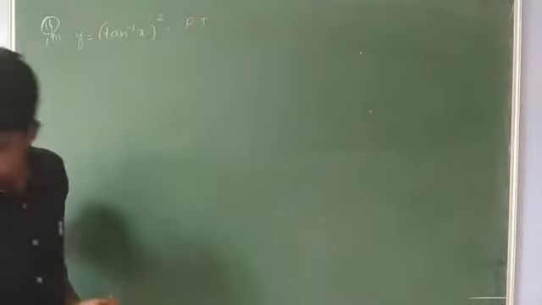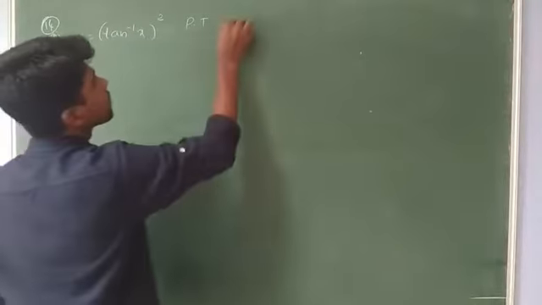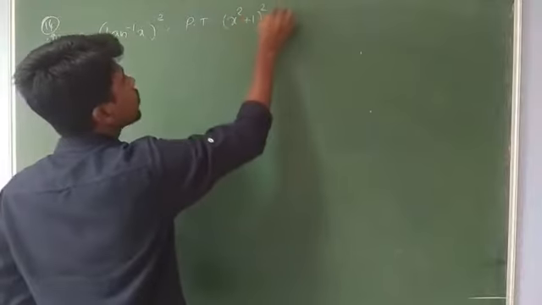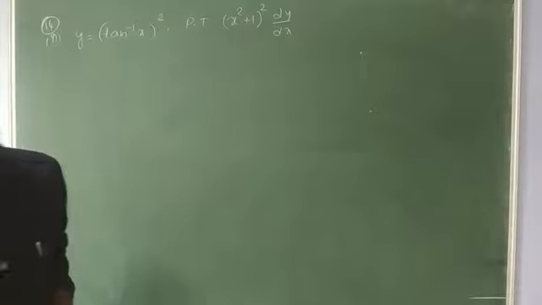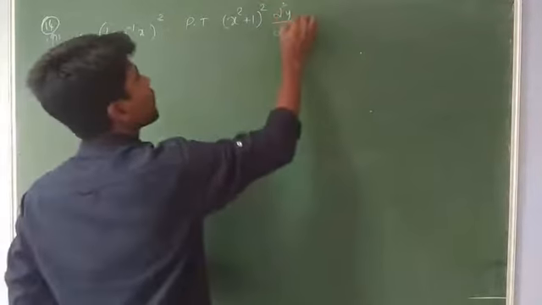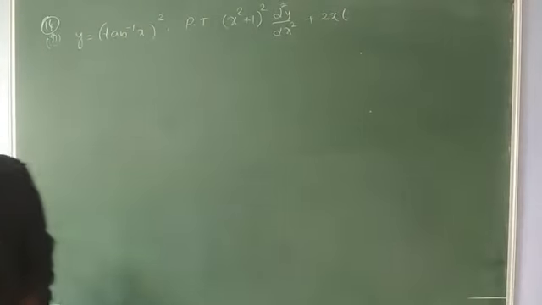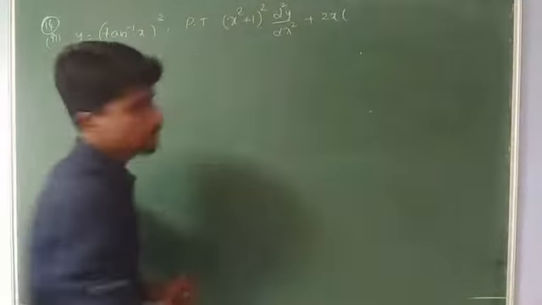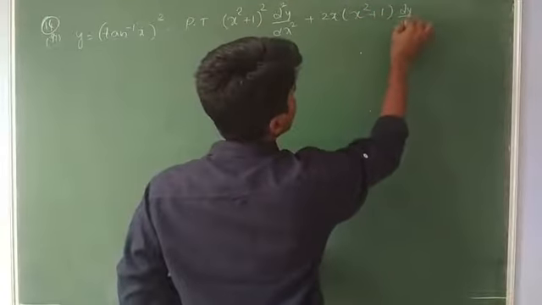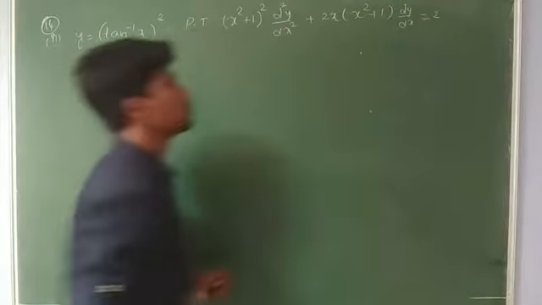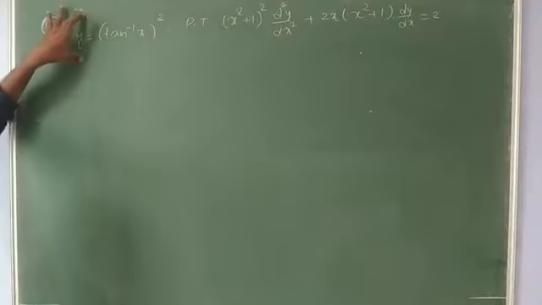Prove that x square plus 1 whole square into d2y by dx square plus 2x into x square plus 1 dy by dx equal to 2. So we have to prove this particular part, and they have given y as this one.